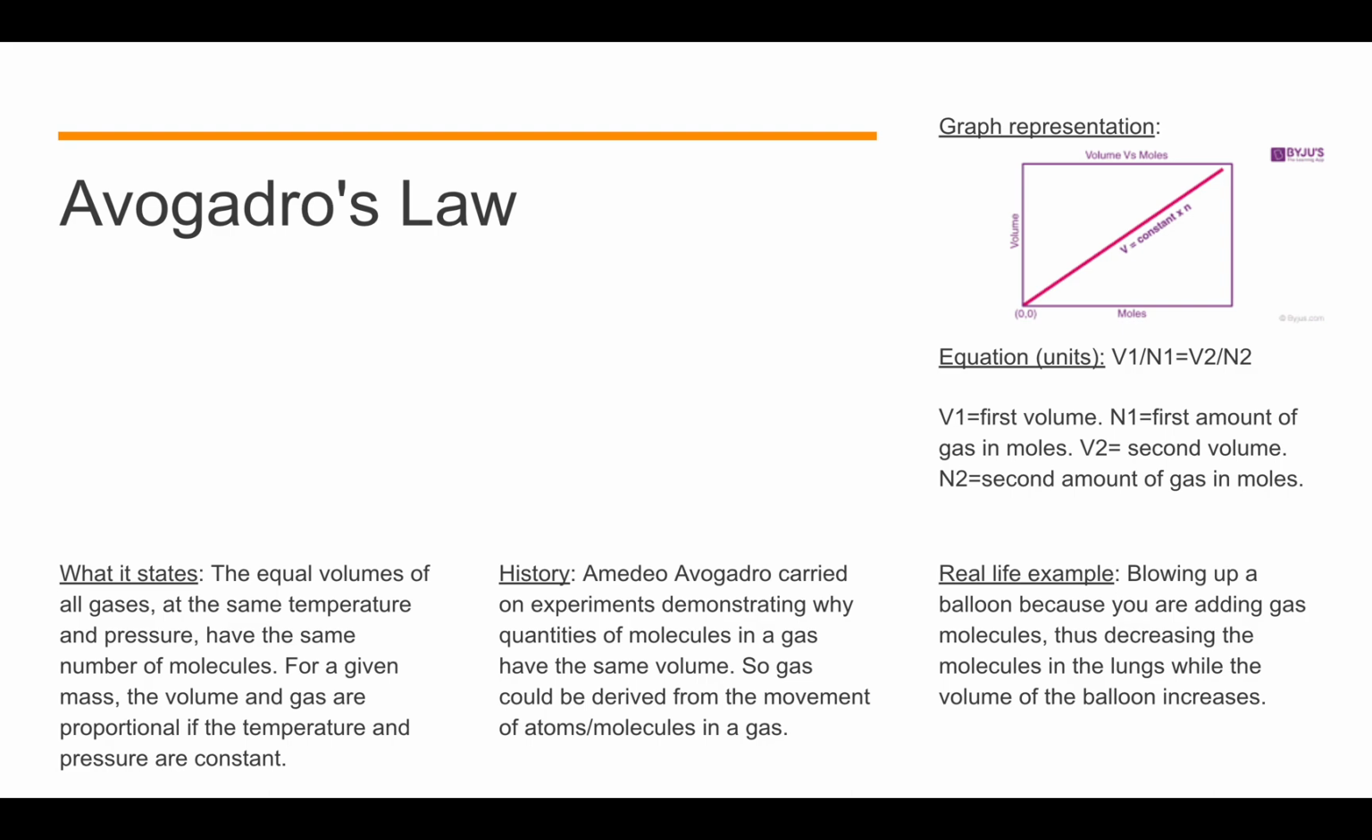Avogadro was the one that carried out the experiments to demonstrate why the quantities of molecules in gas have the same volume. So gas could be derived from molecules or atoms. And the equation would be the initial volume over the first amount of gas in moles. So this equation involves moles, and then it's equal to the second volume over the second amount of moles.